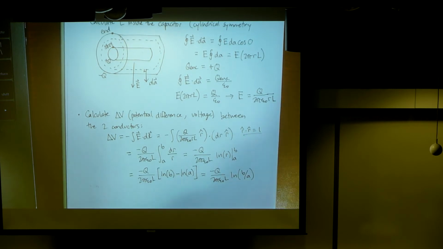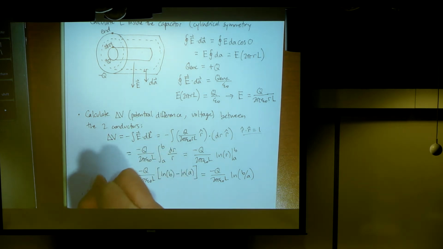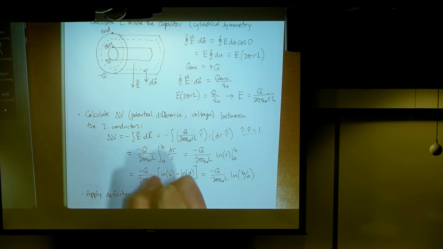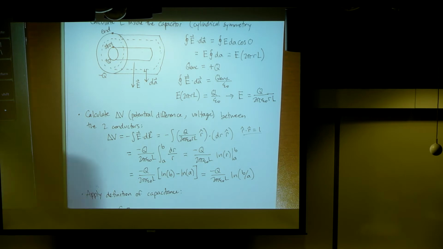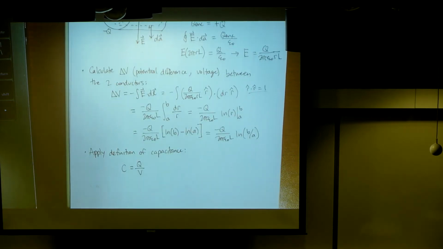All right, cool. So we're almost done, actually. Because the last step is to apply the definition of capacitance. And if you recall, what's the definition of C? Q over V. Yeah, sorry, Q over V. So basically, I'm going to take Q and divide by this expression for V that we found.